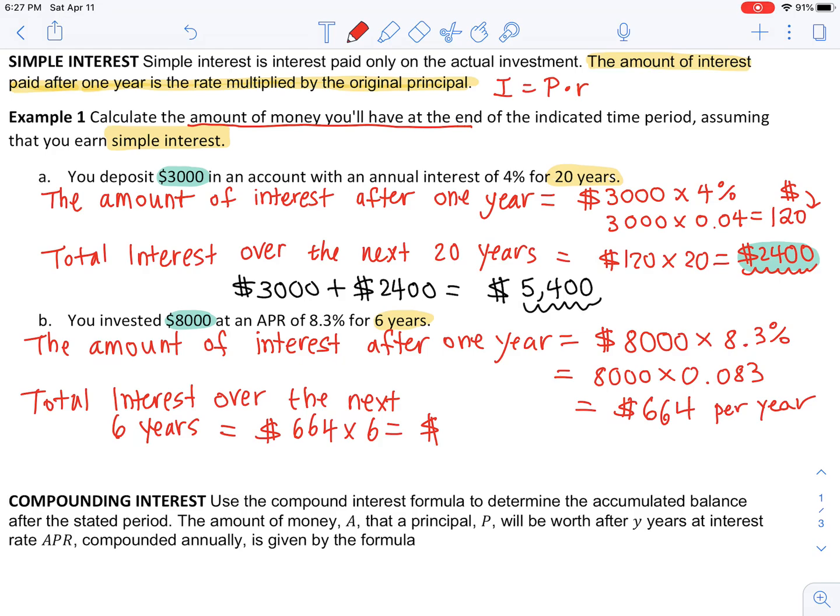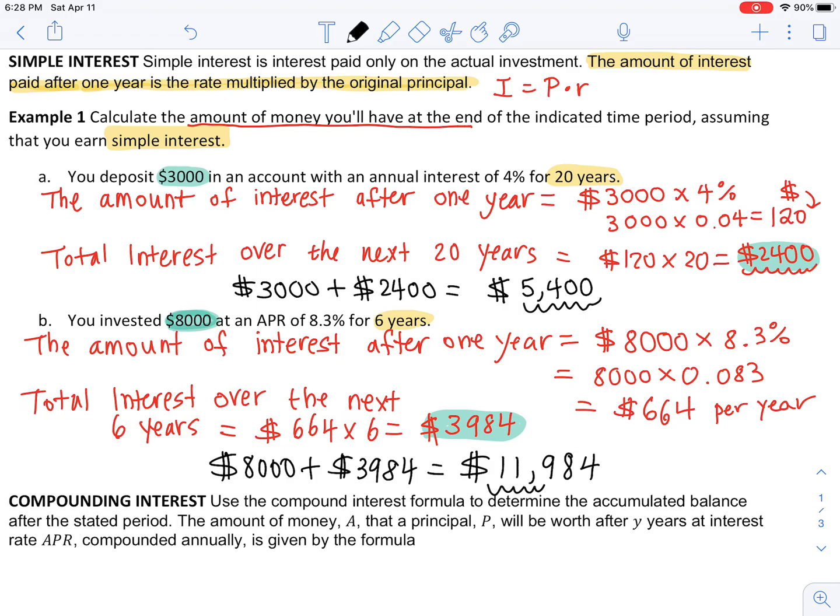Now let's figure that out. 664 times 6 is $3,984. Now we are about to find the total amount. To find the total amount, remember we add the original investment amount plus the interest that we are going to get. So if you add your 8,000 plus 3,984, you'll know exactly how much money you're going to have in 6 years. So this amount plus 8,000 is $11,984. That's the amount of money you'll have at the end of the 6-year time period.